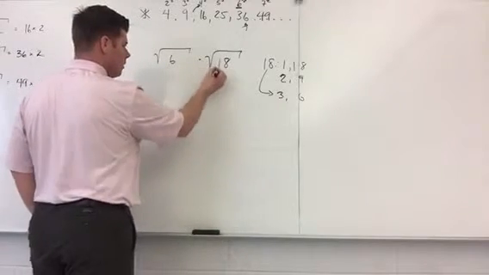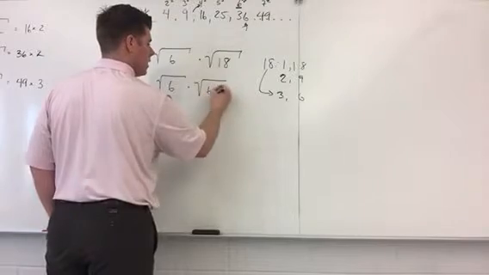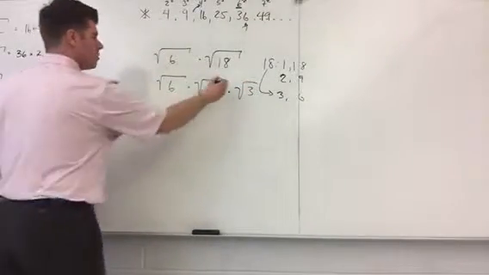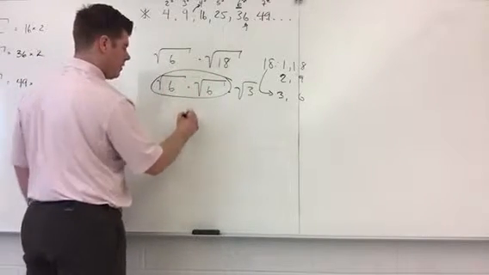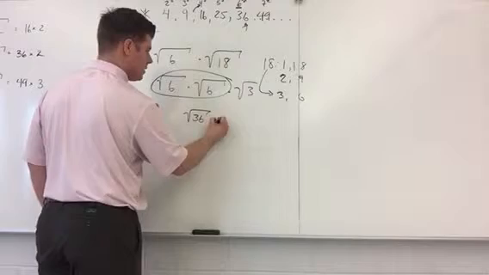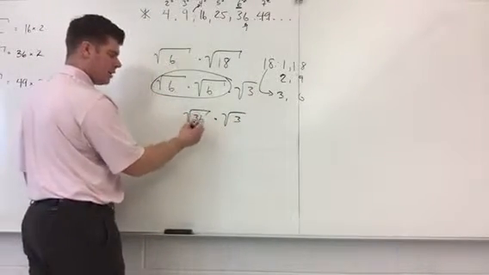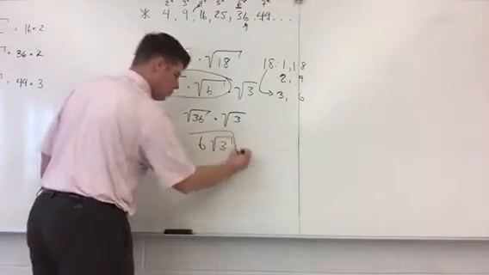So this can now be rewritten as the square root of 6 times the square root of 6 times the square root of 3. The square root of 6 times the square root of 6, if I multiply them together, I get the square root of 36 times root 3. In this case, the root of 36 is 6, so I now get 6 root 3.